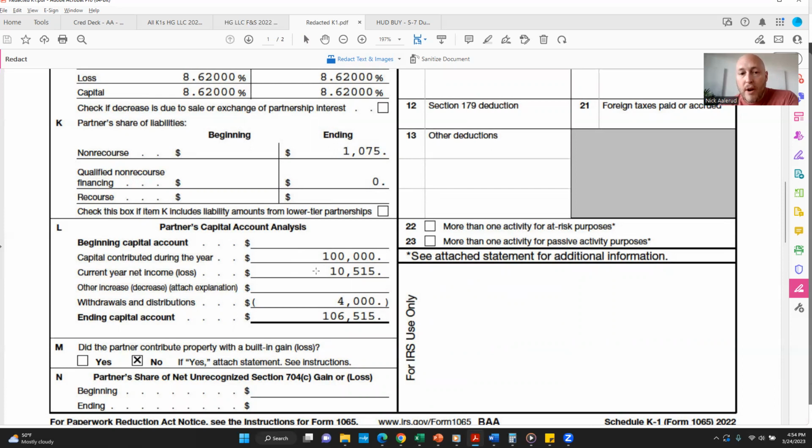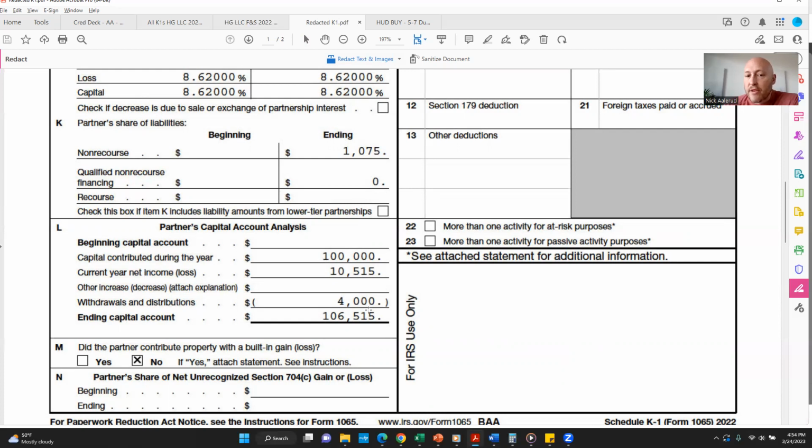It does happen where we have a net loss on paper, but there are cash flow distributions. I mean, that's the ideal situation, right? Where we're taking paper losses, but actually receiving cash flow in. But this one here, 100,000, adding the current year portion of this investor, so 10,515.